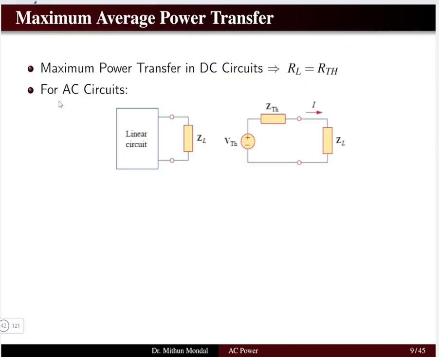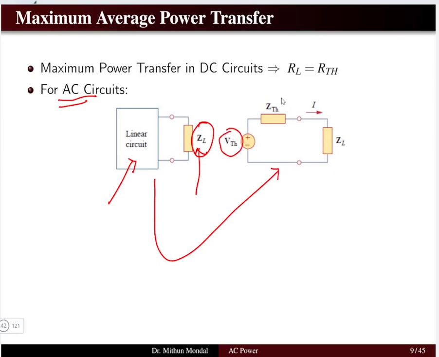Now for the AC circuit, if we have a linear circuit and a load impedance ZL connected at the terminal, then this circuit can be broken up as the Thevenin voltage and Z Thevenin, the linear circuit, and the load impedance ZL here, which is drawing a current I.